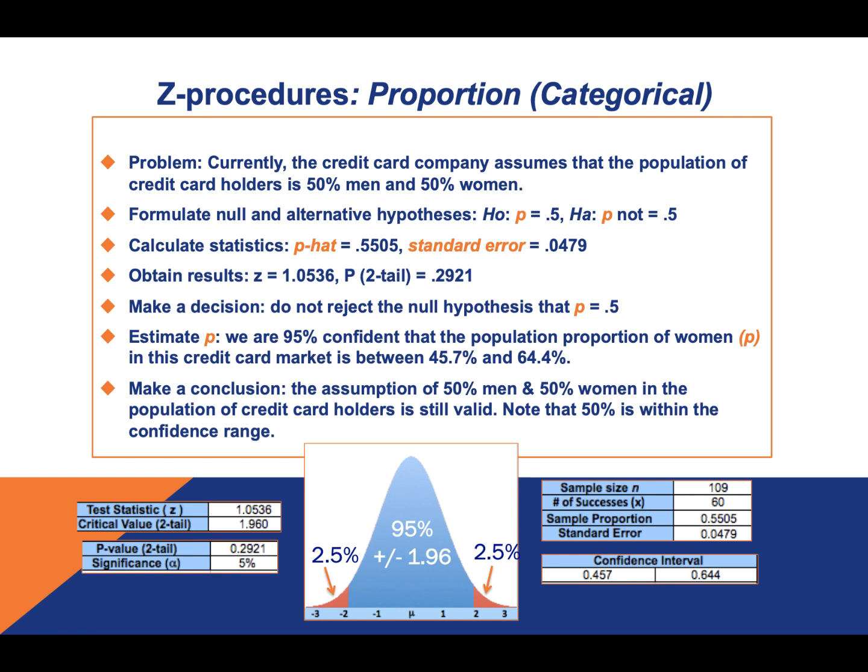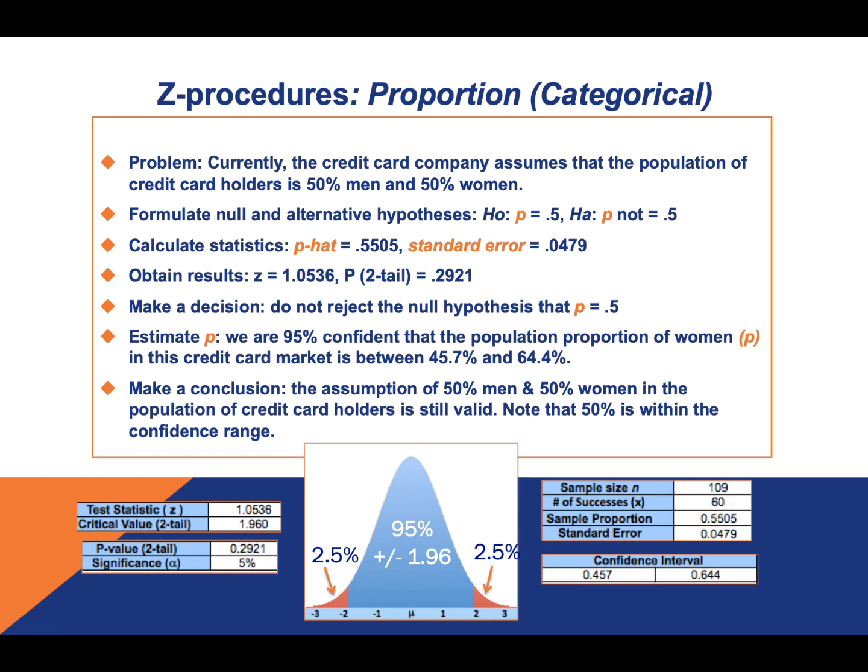To run a test of significance, we follow the same basic steps in nearly every case. For example, currently the credit card company assumes that the population of credit card holders is about 50% men and 50% women. Step 1 would be to formulate null and alternative hypotheses. We want to test the validity of the assumption of 0.5, so we make that our null hypothesis. Step 2 is using our sample data to calculate a p-hat value and standard error.